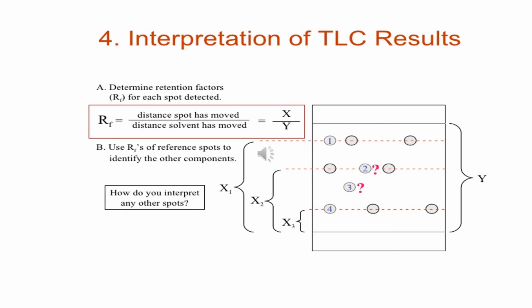Interpretation of TLC results. Determine the retention factor, that is the Rf factor, for each spot detected. So Rf is equal to the distance the spot has moved divided by the distance the solvent has moved. We also call it the distance traveled by solute divided by the distance traveled by solvent.